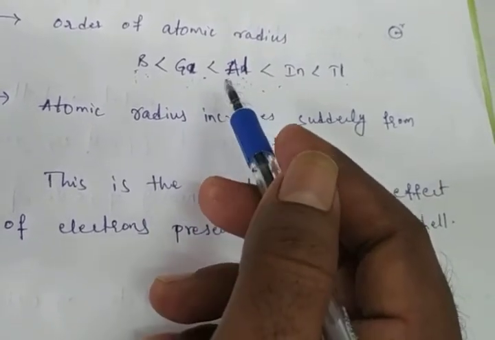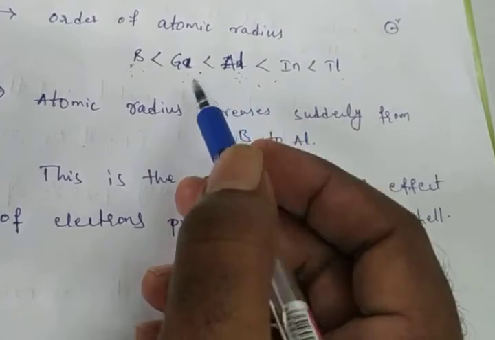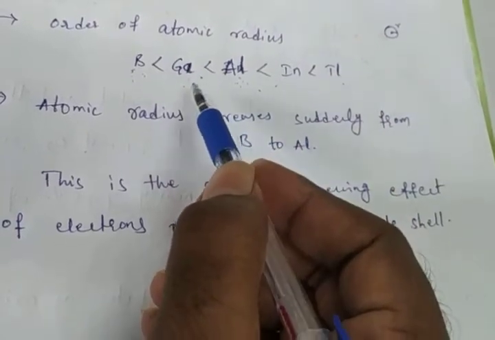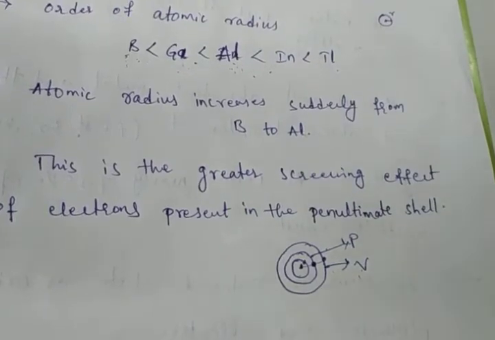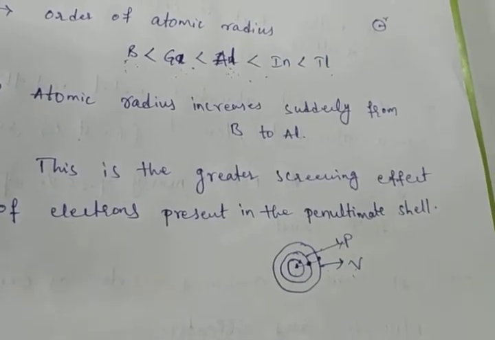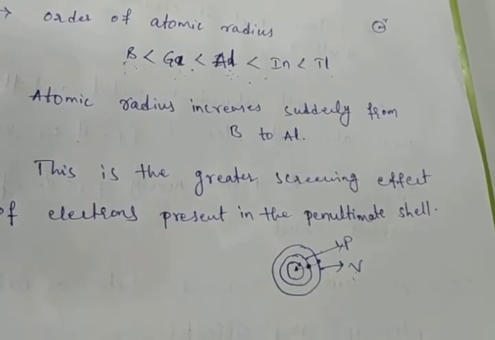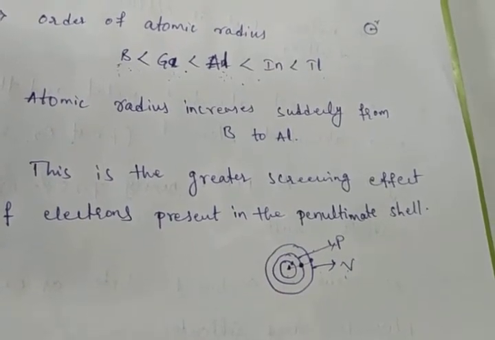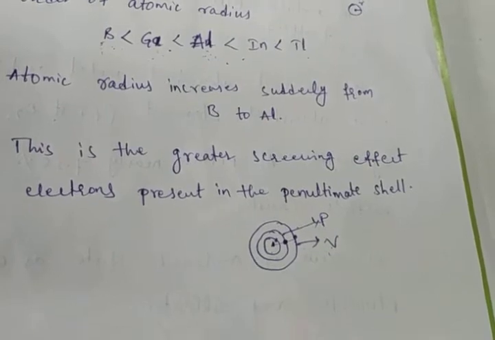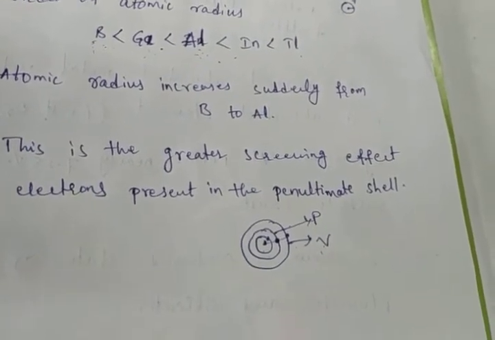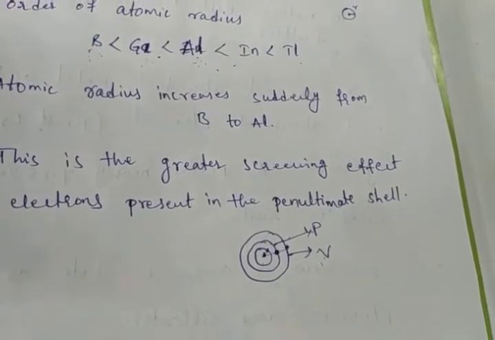This is because of the poor shielding effect of d electrons in gallium. In gallium, d electrons are there, but they do not attract the nucleus attraction on valency electrons that much. That's why it is less than aluminium, due to the poor shielding effect of d electrons. Already, shielding effect and screening effect, both are same.